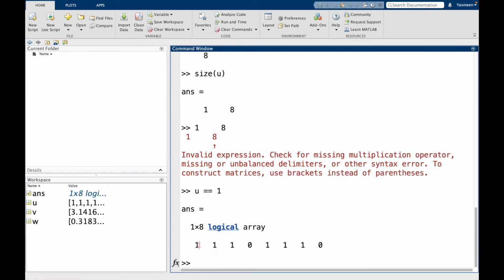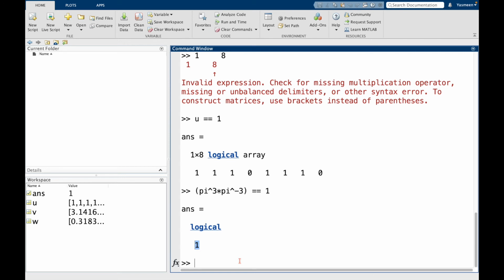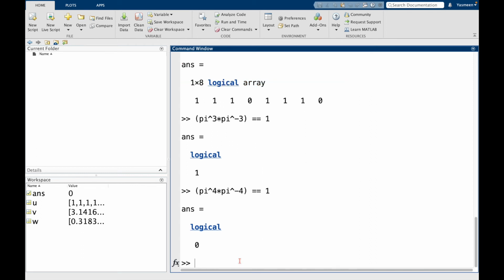So notice, okay, it's 1, it's 1, it's 1. Something strange here, 0, right? And also 0 here. So we're saying pi to the 4 times pi to the negative 4 is not equal to 1. And pi to the 8 times pi to the negative 8 is also not equal to 1. That's very strange, right? Because if I do something like pi cubed times pi to the negative 3, and I say, is this equal to 1? MATLAB says, yes, that's equal to 1. But if I do pi to the 4 times pi to the negative 4, is that equal to 1? MATLAB says no. So what's going on here?